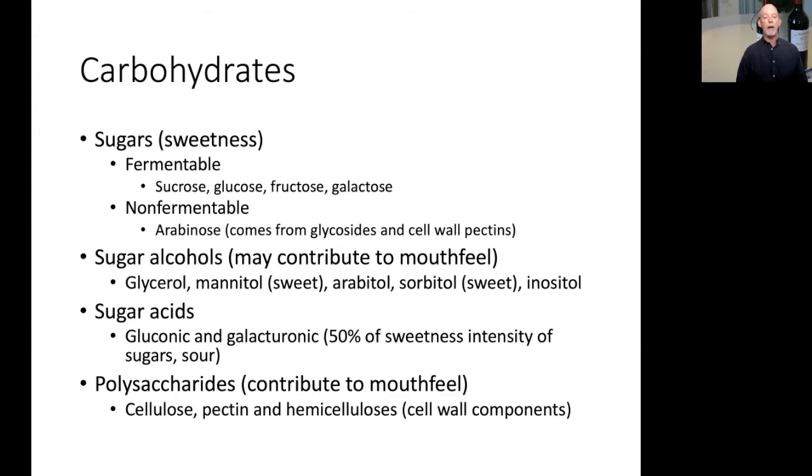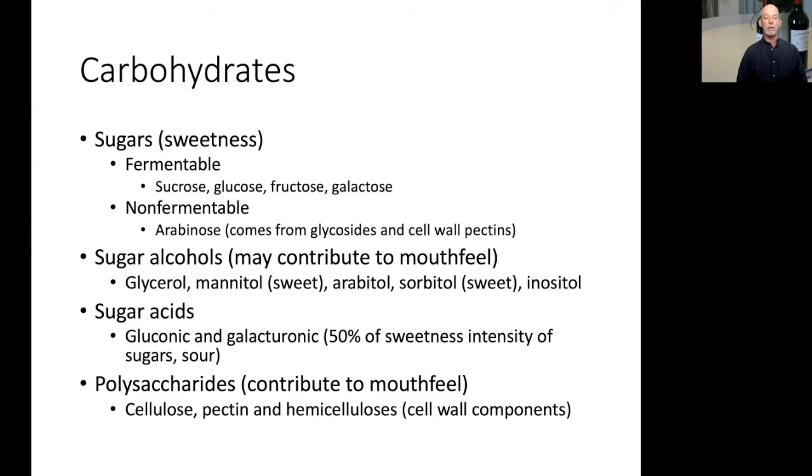There are sugar acids like gluconic and galacturonic acids. They may contribute 50% of the sweetness intensity of sugars in their own form. And sometimes they may actually add some sourness. So there are other things other than just sugars that contribute to sweetness of the wine. You may taste a sweet wine, but all of the sugars may be fermented. Now, it might be slightly sweet. It's not going to be super sweet like it would be with a lot of sugar in it.